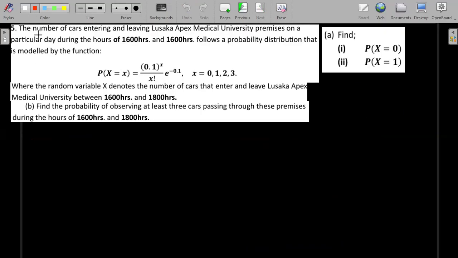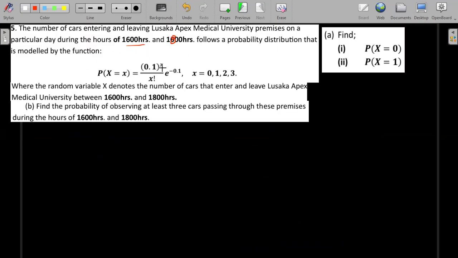Let's look at question 5 now. They're saying the number of cars entering and leaving Lusaka Medical Apex University premises on a particular day between the hours of 16 hours and 18 hours shows a probability distribution modeled by the function, this one here.